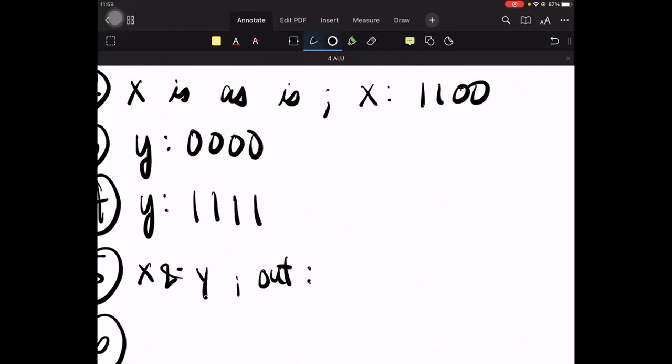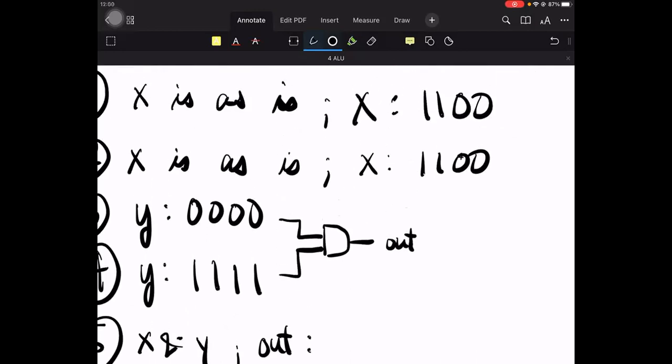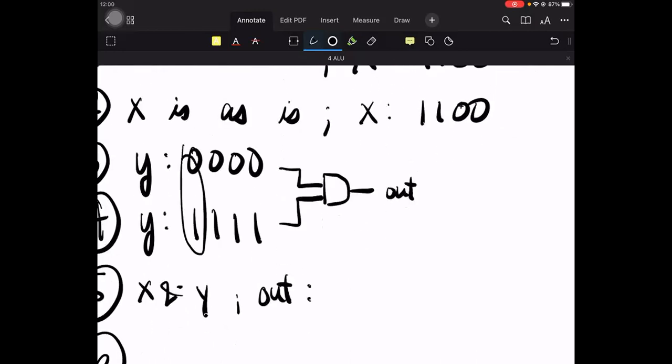So, what would happen with these inputs and the AND gate? It's all 0, right? It's bit by bit. And this, and this, and this, and this. So I think the output is 0, 0, 0, 0.